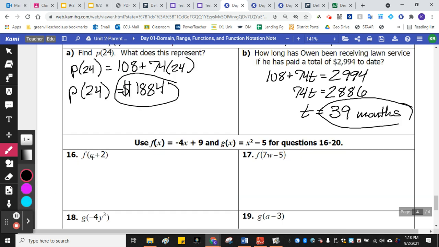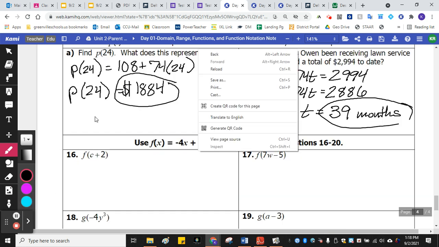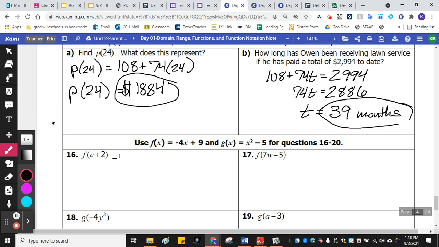Going to the f function, I'm going to plug in c plus 2. So anytime I see an x, I'm going to plug in c plus 2 and then just simplify. This really showed me that we're lacking in simplifying in our algebra skills in my last class. Like, not one person got 20 right.